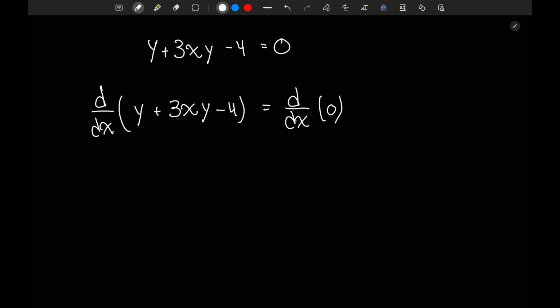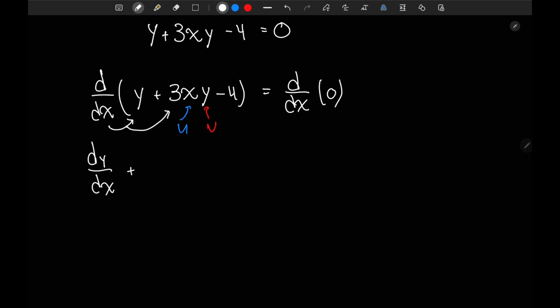So again, now we just go through and take the derivative each time. So the derivative of y with respect to x, we're going to have dy/dx. And now we're going to apply the product rule here, where let's say our u is the x and our v is the y.